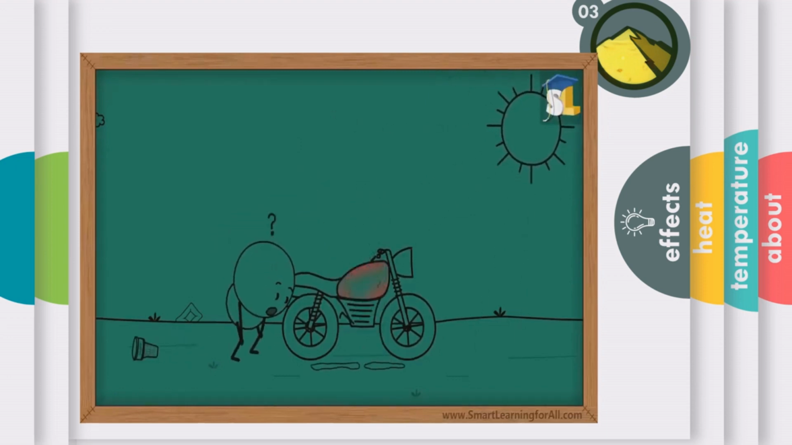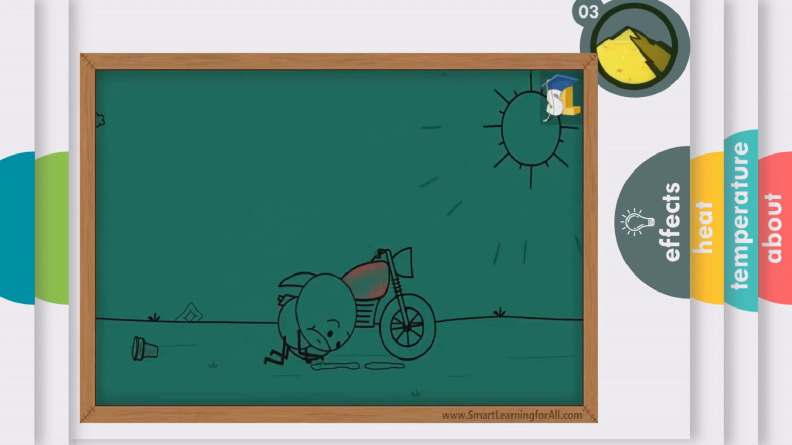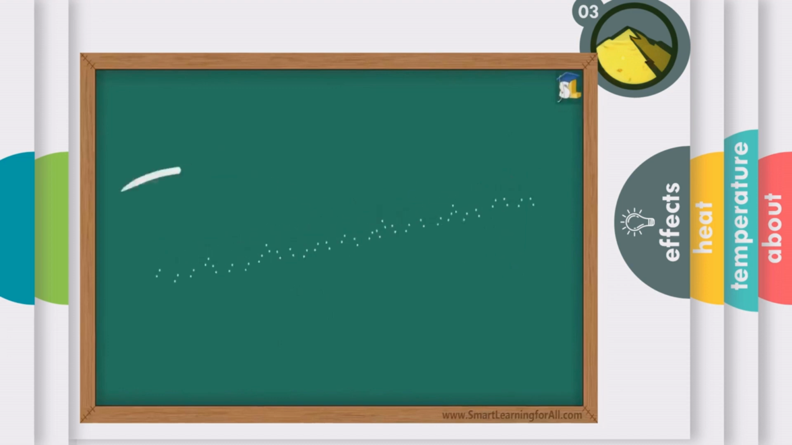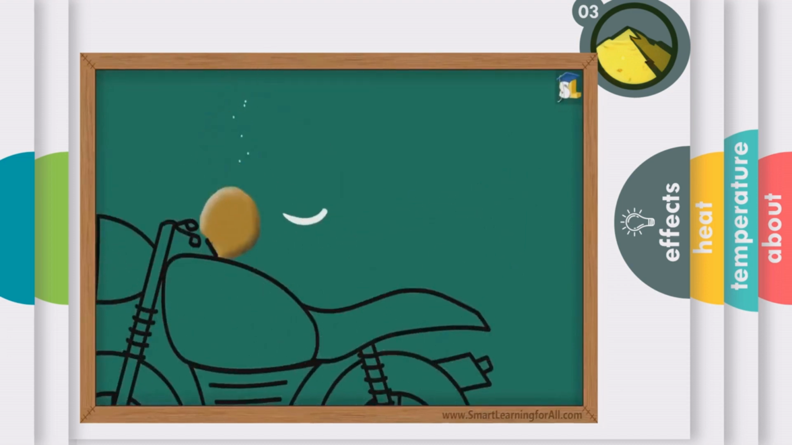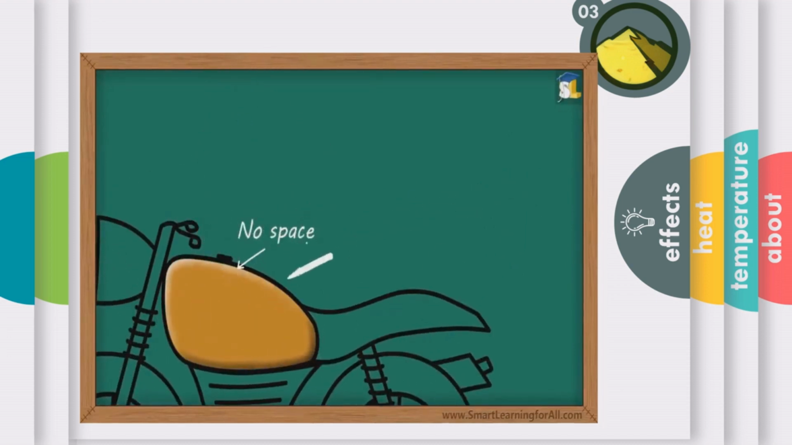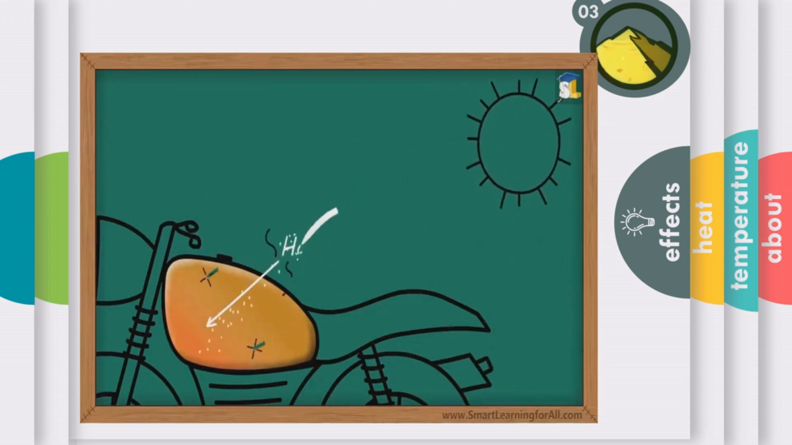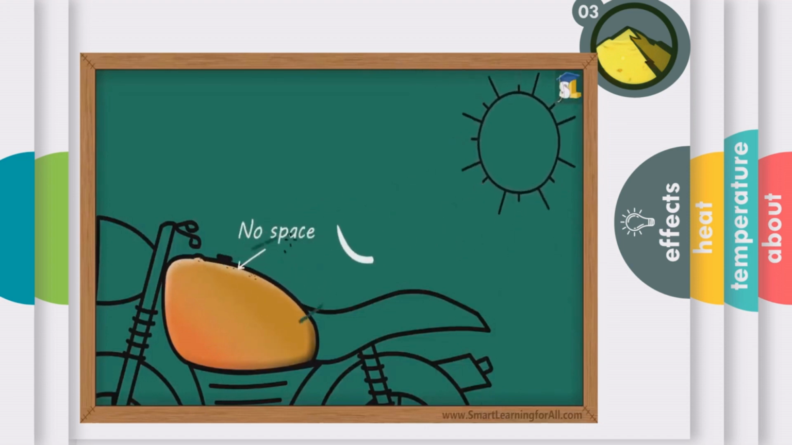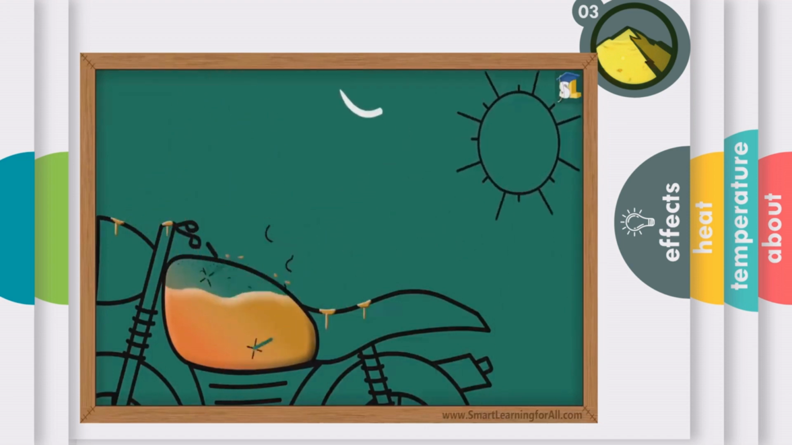You must be thinking how the gasoline came out of the tank, even though it was exactly filled till the brim. Am I right? Gasoline also expands on heating. So, what happened is that when the tank was filled till the brim, there was no space left in it. Now, when the bike was kept in the sun, the tank became hot, which eventually heated the gasoline filled in it. As a result, the gasoline expanded. But since there was no space left in the tank, expansion forced gasoline to come out of the tank.